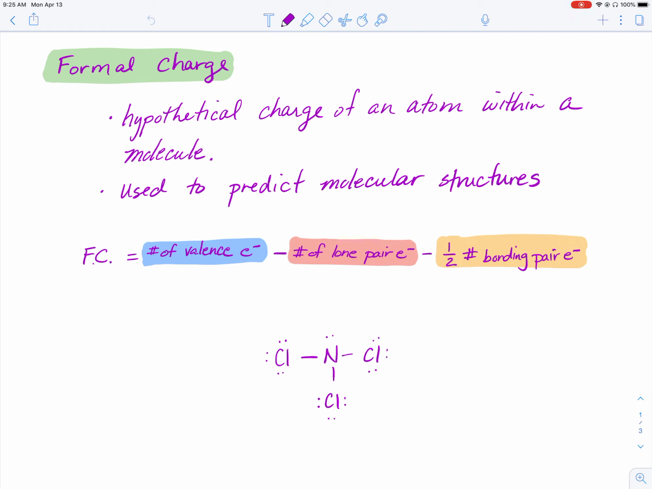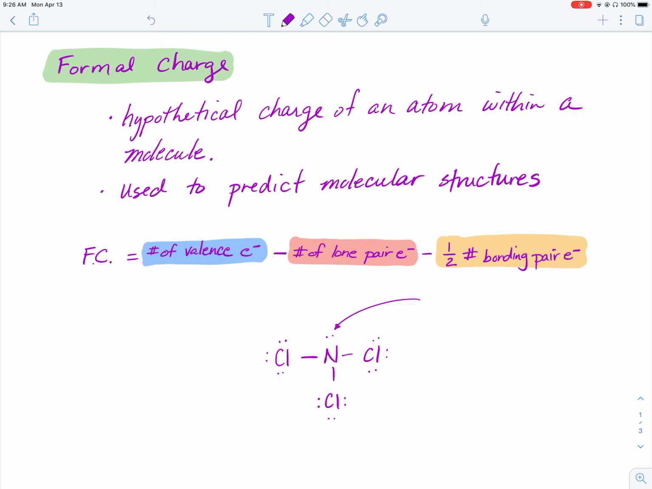Well, formal charge is calculated using this formula that you see here. The formal charge is calculated by taking the number of valence electrons that an atom has available, subtracting the number of lone pair electrons on that atom in the Lewis structure, and subtracting half of the bonding pair electrons within that structure.